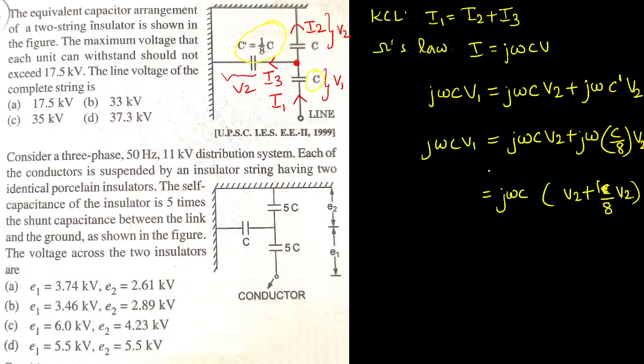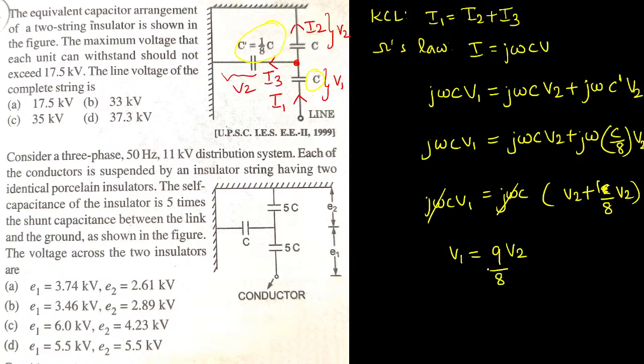So what is the next task now? Observe the question. Just reduce. So it is going to be j omega C into V1. j omega C gets cancelled. Then V1 will become equal to 9/8 times of V2. I hope I am correct, sir.